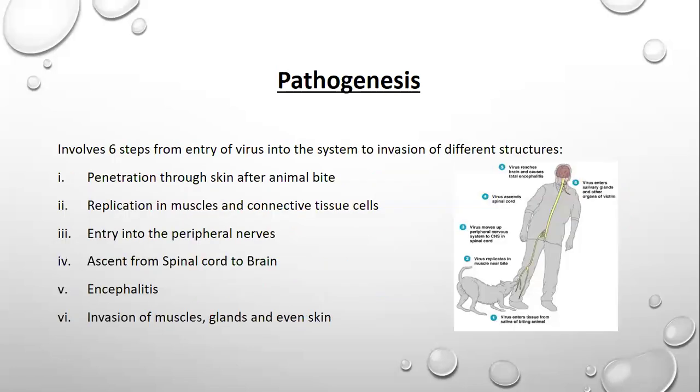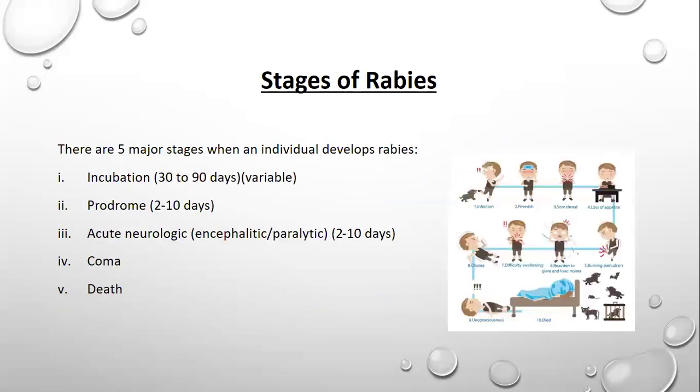Pathogenesis involves 6 steps from entry of the virus into the system to invasion of different structures: penetration through skin after animal bite, replication in muscles and connective tissue cells, entry into the peripheral nerves, ascent from the spinal cord to the brain, encephalitis, and then invasion of muscles, glands, and even skin.